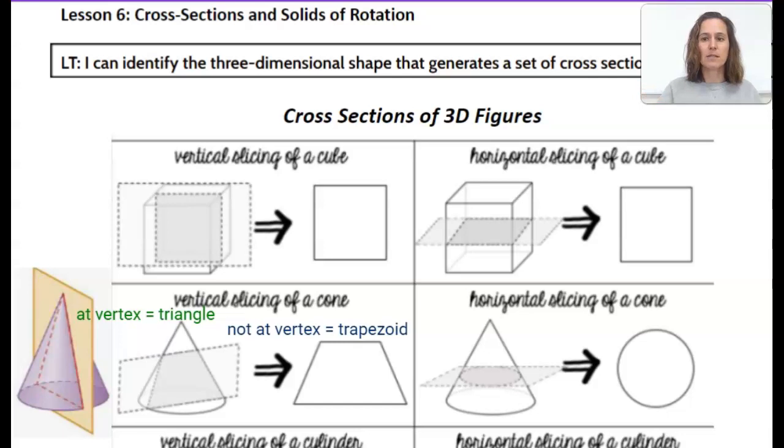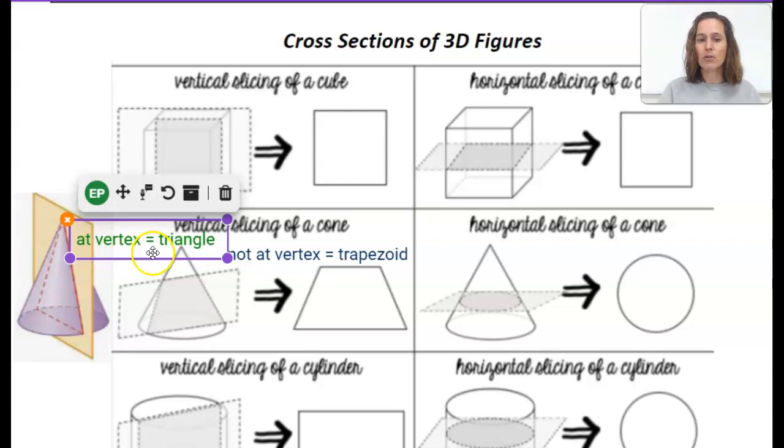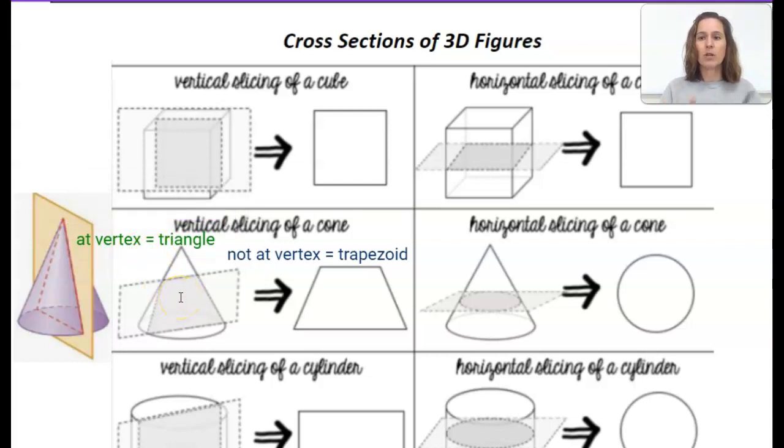Each row represents the same shape. So if I cut a cube vertically or horizontally, it doesn't matter because all the sides are squares, you're going to get a square. If I cut a cone vertically, there's actually two different places you can cut a cone. If you intersect it through the vertex, you will get a triangle. But if you intersect it anywhere else besides the vertex, it's going to be in the shape of a trapezoid. Horizontally, you would get a circle. There are a couple other cases where if you cut it diagonally, it'll give you different shapes, and we'll take a look at that a little bit later.